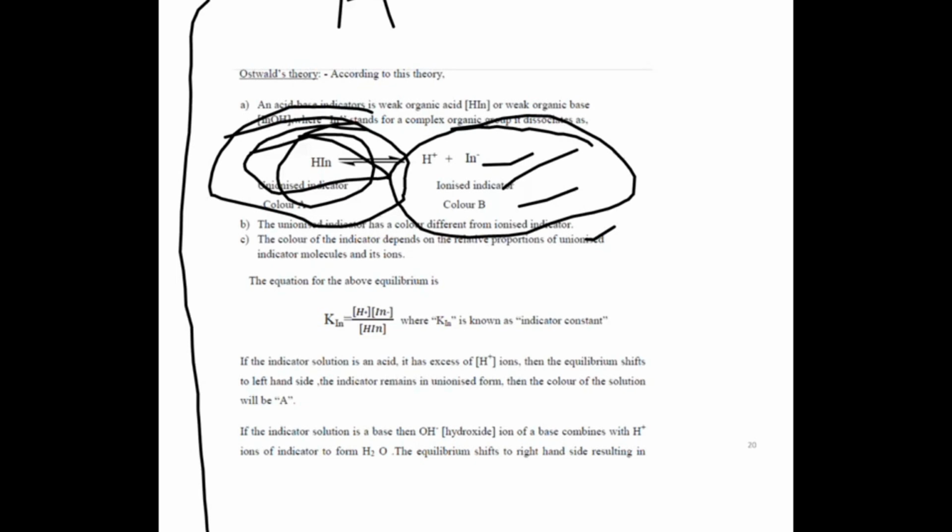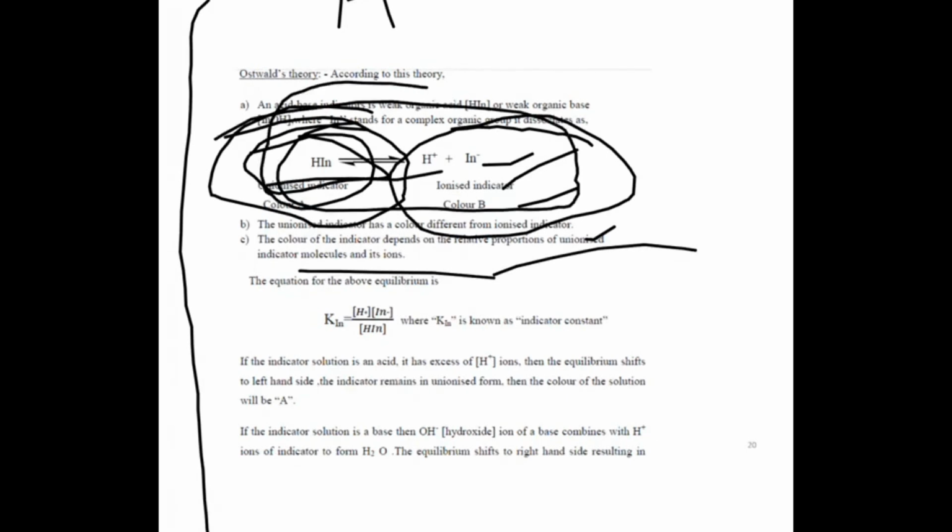So they will have a color difference. The color of an indicator depends on the relative proportion of unionized indicator molecules and its ions. So why the color difference? It is because of the ionization of the indicator in acidic and basic media, depending on the relative proportion of unionized indicator and its ions.